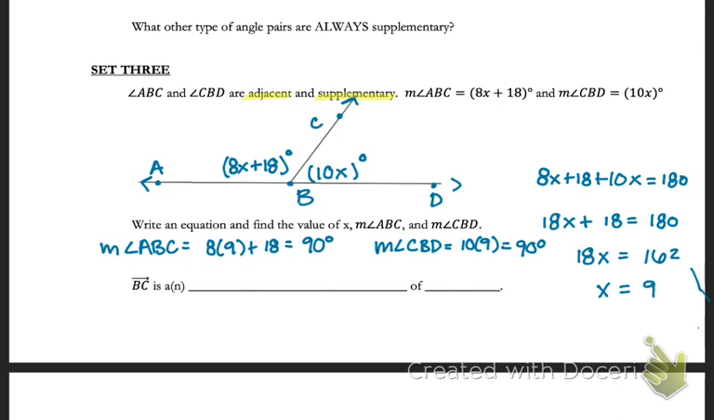In this case, because both ABC and CBD are 90-degree angles, we have a little bit of information about ray BC. We can say that ray BC is an angle bisector of our large angle ABD. And again, it's an angle bisector because the two angles are congruent.